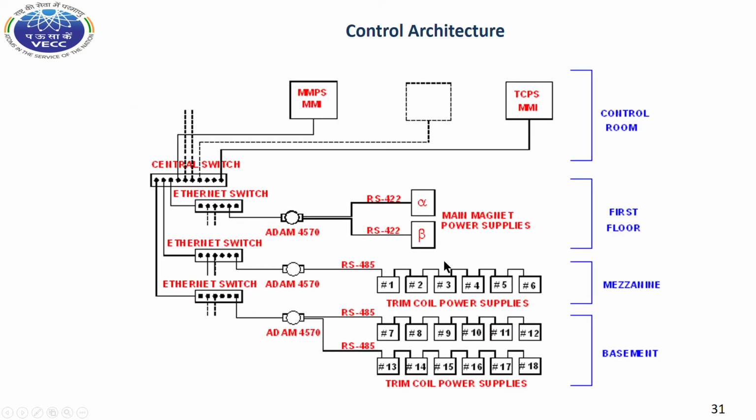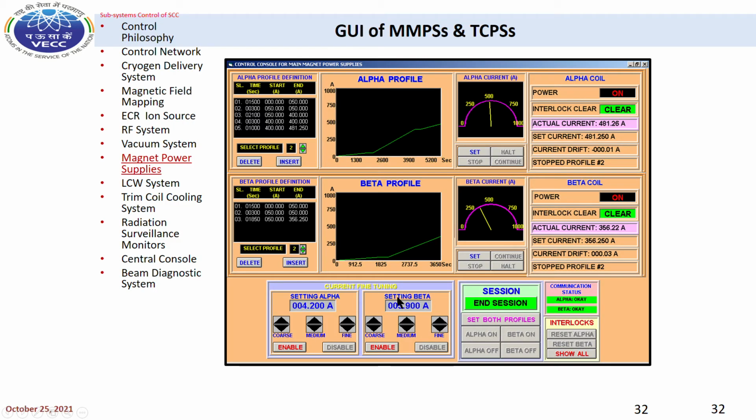So this is the control architecture for power supply control system. The serial links are used for accessing the power supply control to the supervisory control monitor. The GUI of main magnet power supply and trim coil power supply is shown here.